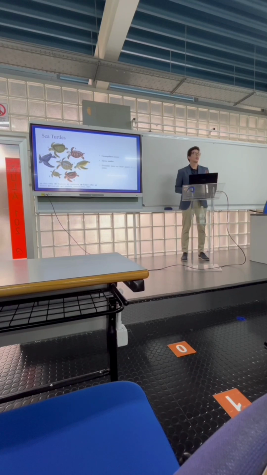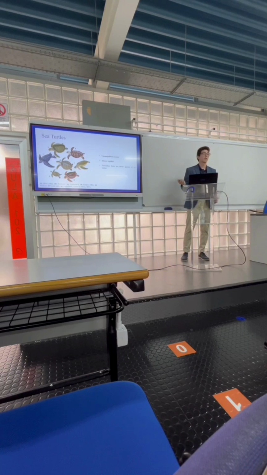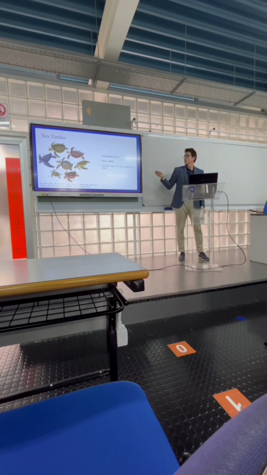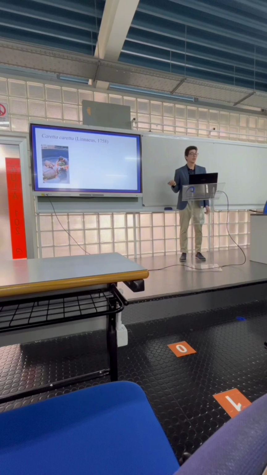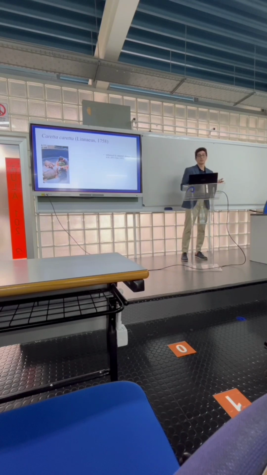And nowadays we know that there are seven species of sea turtles. Of all these species, one that is interesting for us to study is the loggerhead sea turtle. The loggerhead turtles, known as caretta, are turtles that depend on the seasonal changes. So they will move with the temperatures and the change of the seasons.